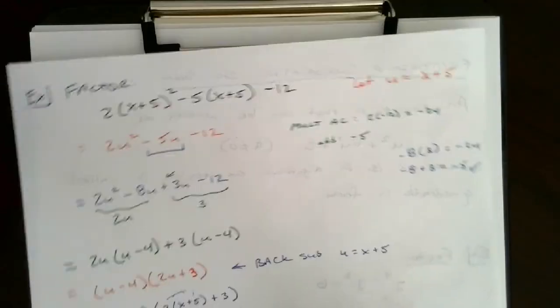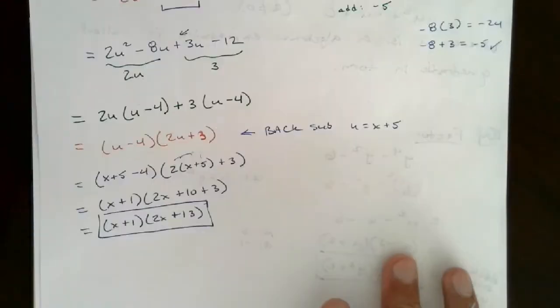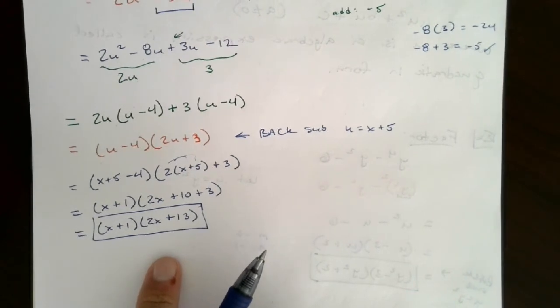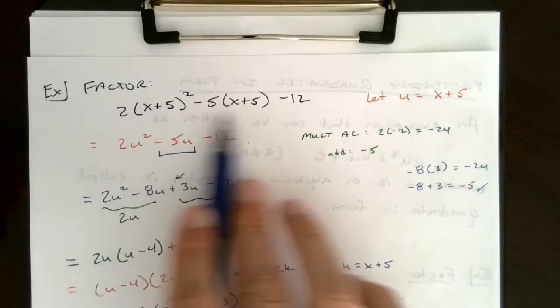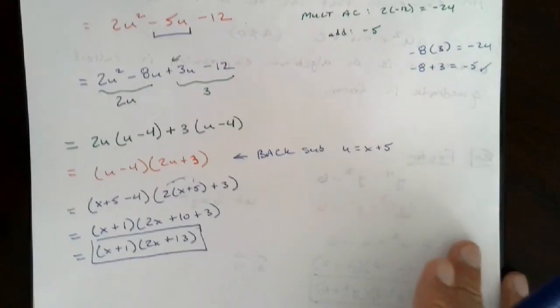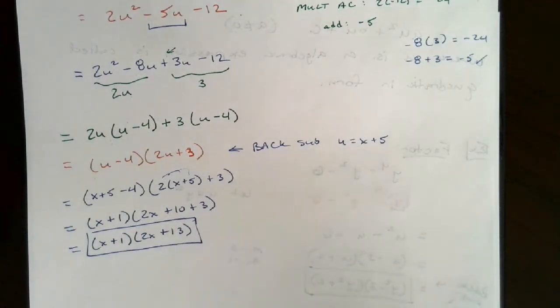So this original 2 times x plus 5 squared minus 5 times x plus 5 minus 12 factors down actually to x plus 1 times 2x plus 13. Sometimes we'll get thrown off by that. It doesn't look the same, right? If you had expanded this at the very beginning, you would have gotten down to something that you could factor to get you to here, but it might take a little bit longer to get there that way. So quadratic in form, typically you want to make a substitution and then factor from there.